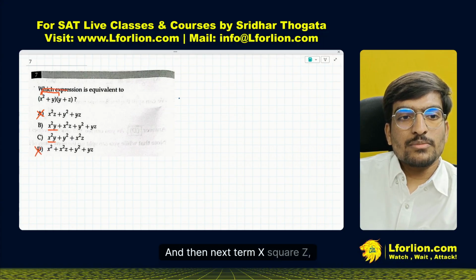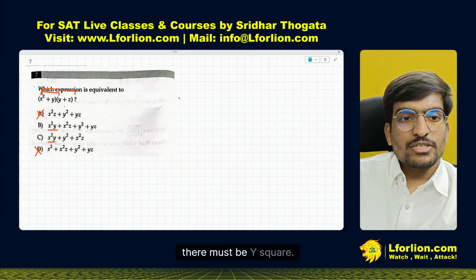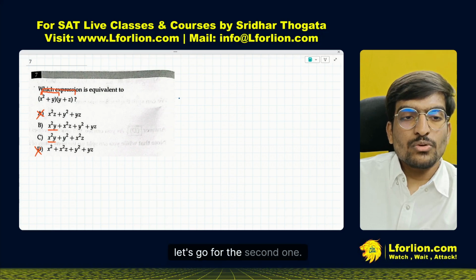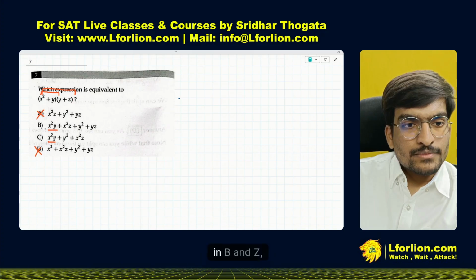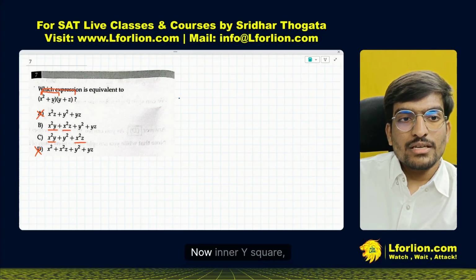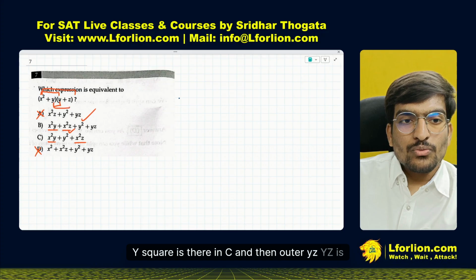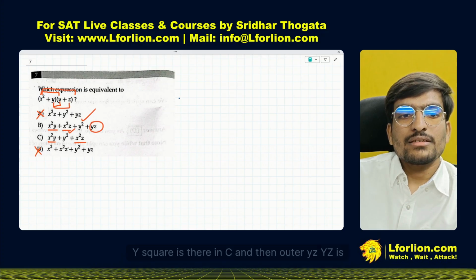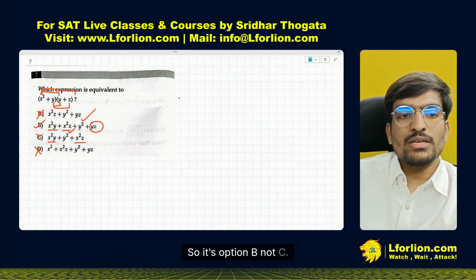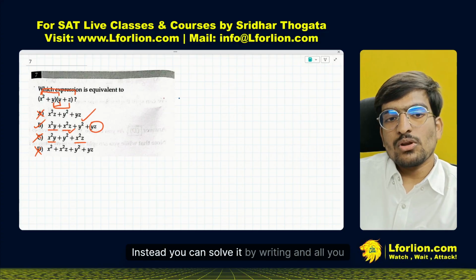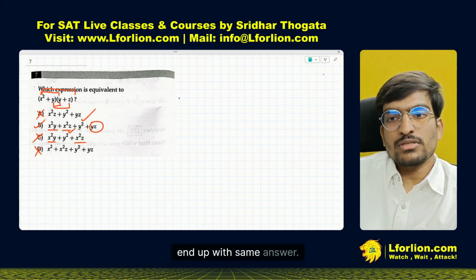And then the next term, x square z. Let's go for the second one. X square z is there in B and C. Now the inner term, y square. Y square is there in B. Y square is there in C. And then the outer term, yz. Yz is only there in B. So it's option B, not C. Instead, you can solve it by writing it all out, and you end up with the same answer.